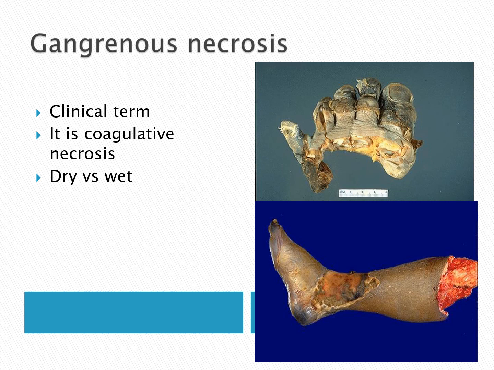Gangrenous necrosis is basically a coagulative necrosis, but it is a clinical term. We use it as a clinical term, commonly known as gangrene. It is due to coagulative necrosis of tissues at different tissue planes of the organ.